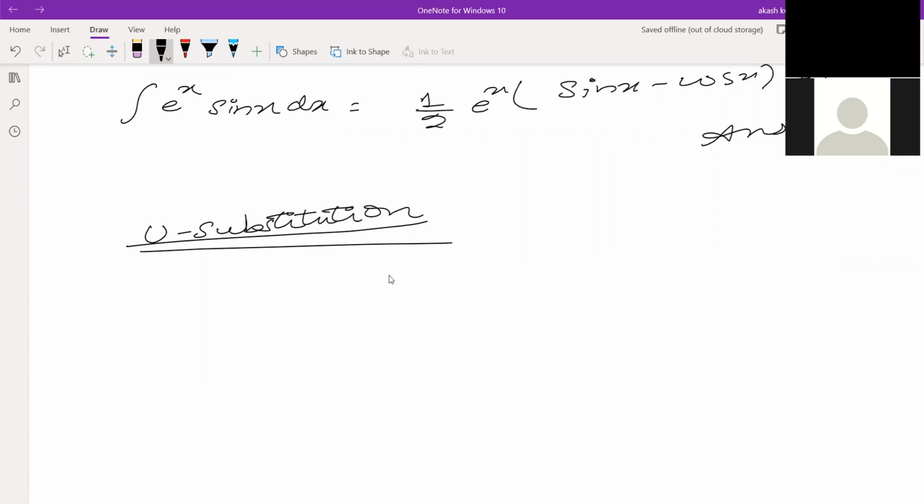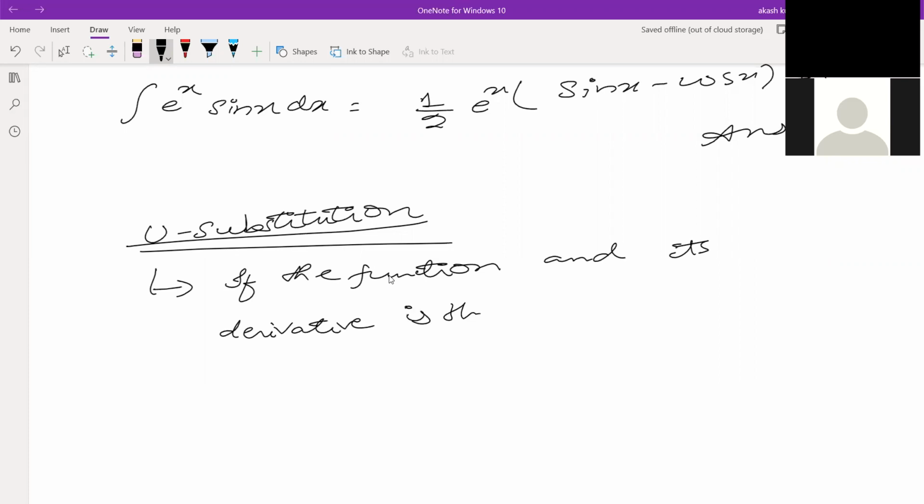We can apply U-substitution only on functions if its derivative is there. If the function and its derivative are there, then there is a point to apply the U-substitution. Otherwise, it's going to be hard.